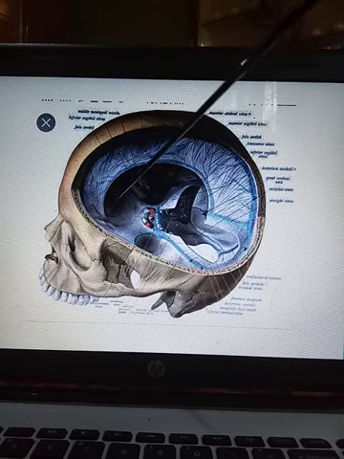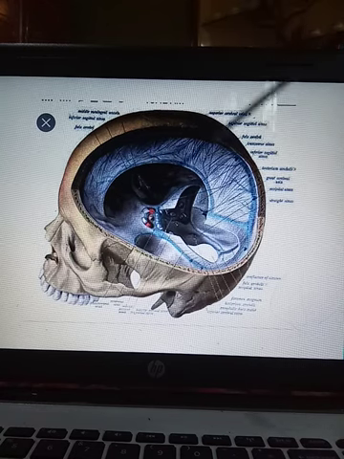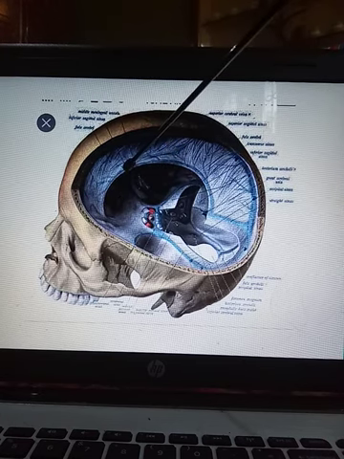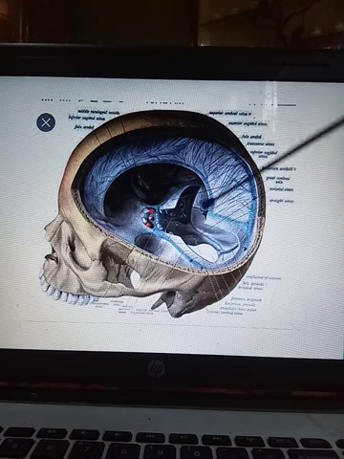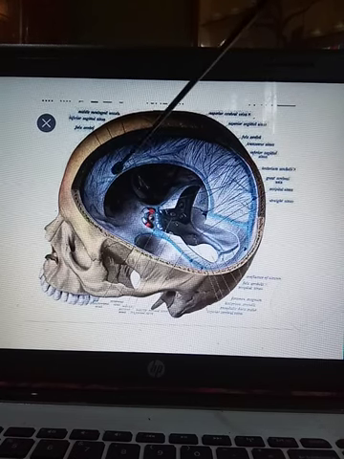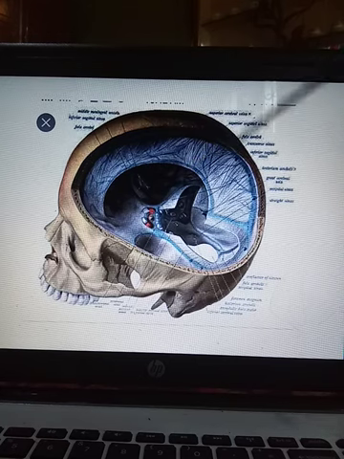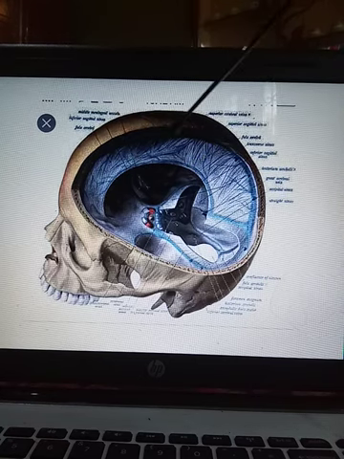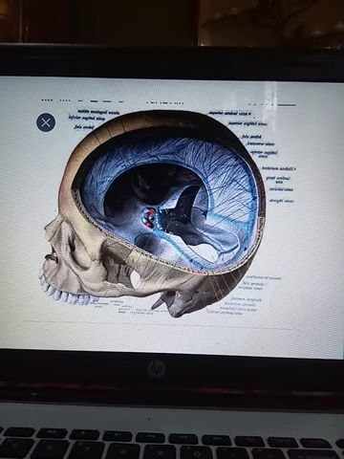Then along the inferior border, which I have taught you that it is free, along this inferior border, the inferior sagittal sinus is present along the posterior 2/3 of the inferior border. This is the inferior sagittal sinus, and this whole is your superior sagittal sinus.